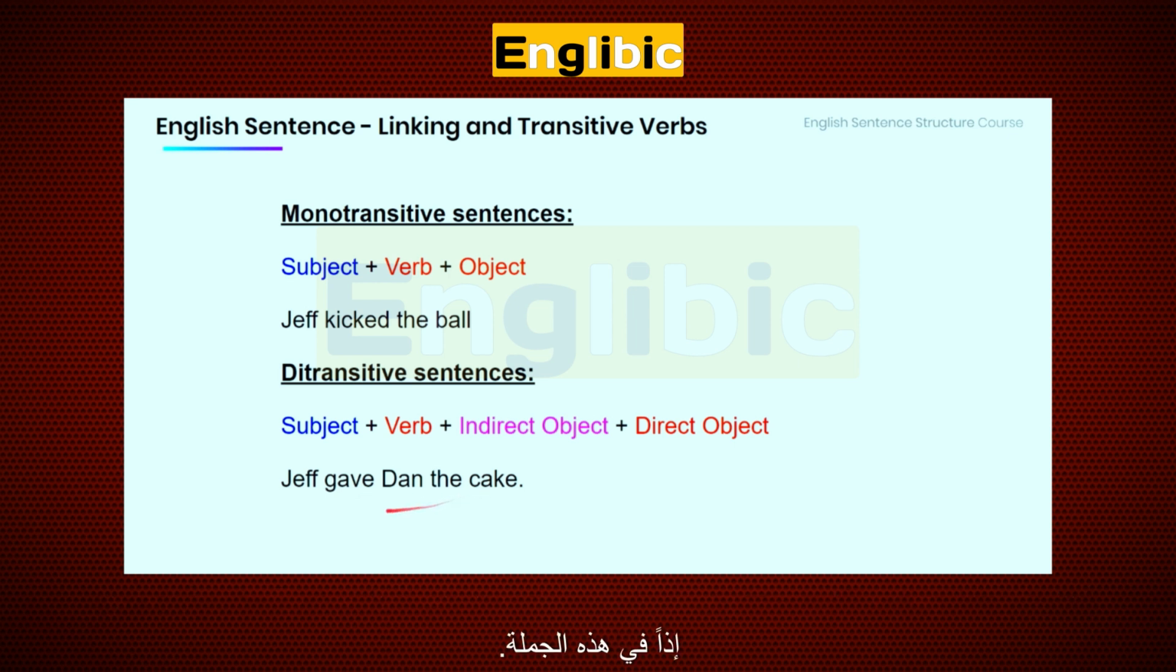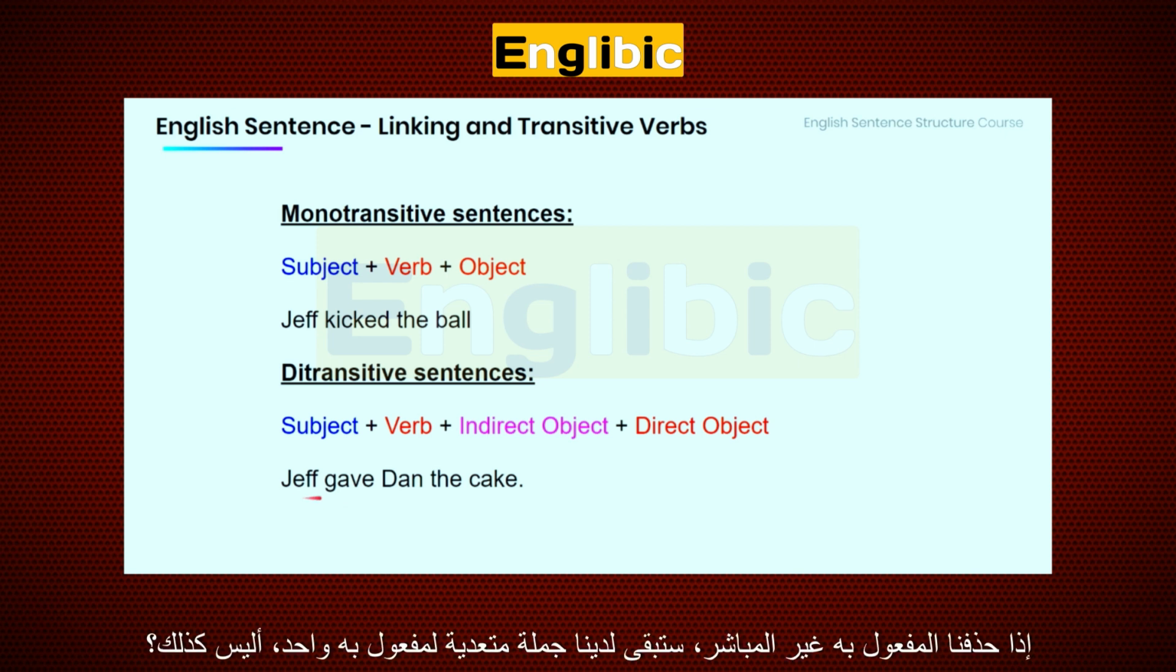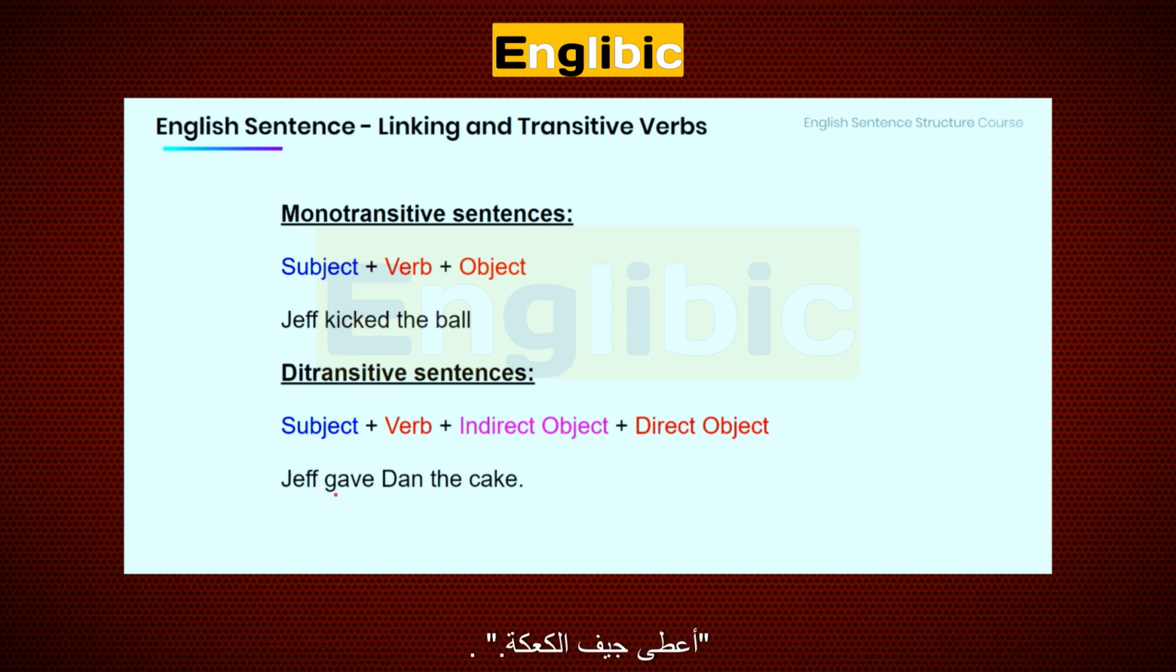So in this sentence, if we took out our indirect object, we would still have a monotransitive sentence, right? Jeff gave the cake. So that's how we know the cake is our direct object. The cake is receiving the action. And who is the action going to, right? Who did Jeff give the cake to? Well, he gave it to Dan. So that is our indirect object.